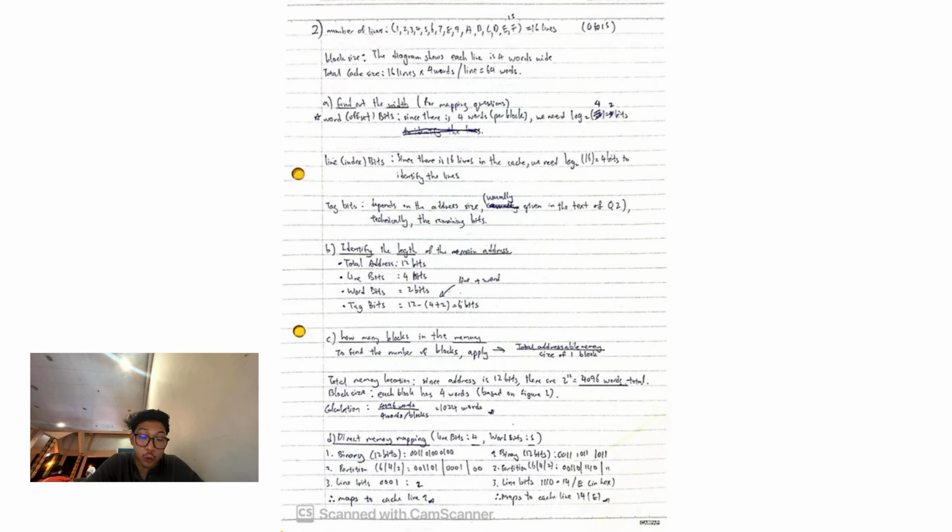So 2A, find out the width from the mapping question. The word offset bits: it is 4 words per block, so we need log 2 of 4. That gives you 2 bits. For line index, since there are 16 lines in the cache, we need log 2 of 16. That gives you 4 bits to identify the lines. Tag bits depend on the address size, usually given in the text, which we got here in the figure. That is for tag bits.